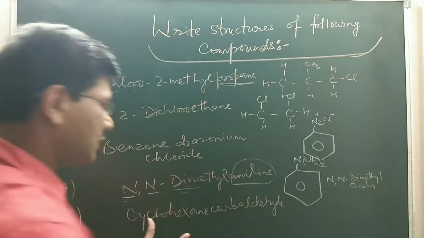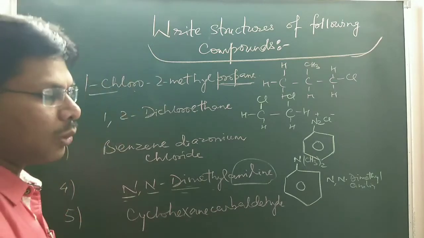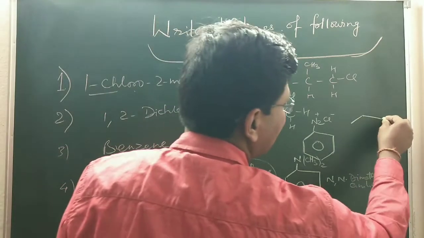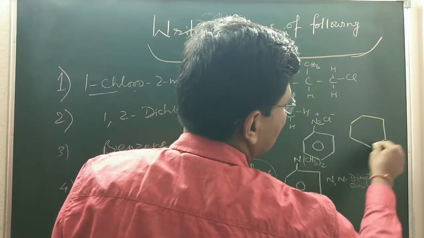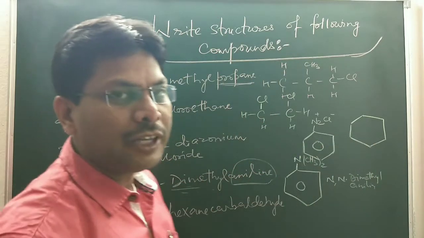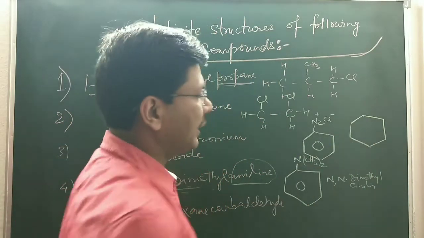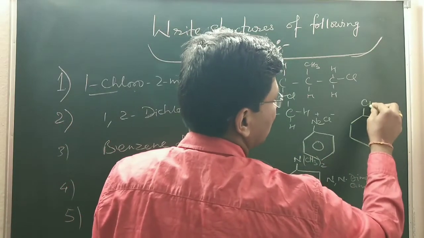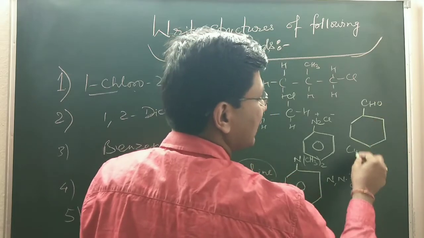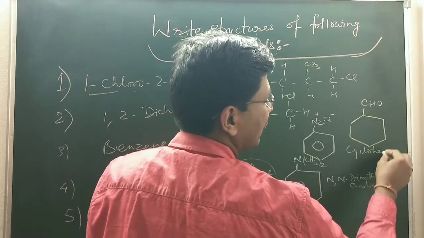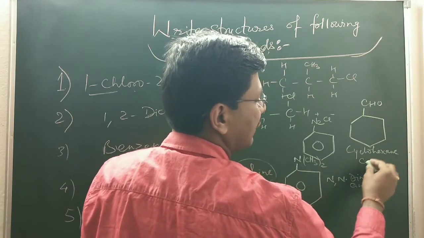The next question is cyclohexane carbaldehyde. First you have to write cyclohexane. So this is cyclohexane. Carbaldehyde means having a CHO group, the aldehydic group. So with the CHO group, this is called cyclohexane carbaldehyde.